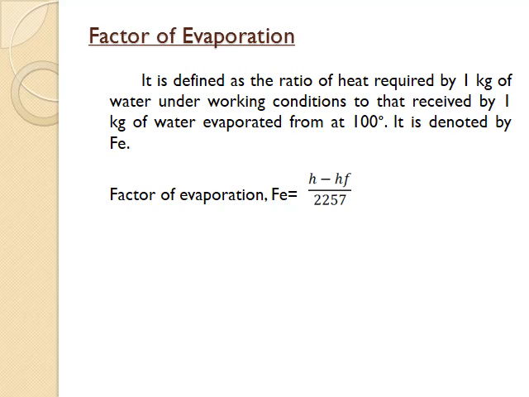Factor of evaporation. It is defined as the ratio of heat required by 1 kg of water under working conditions to that received by 1 kg of water evaporated from and at 100 degrees Celsius. It is denoted by Fe, the factor of evaporation. The mathematical representation is (H minus HF) by 2257.